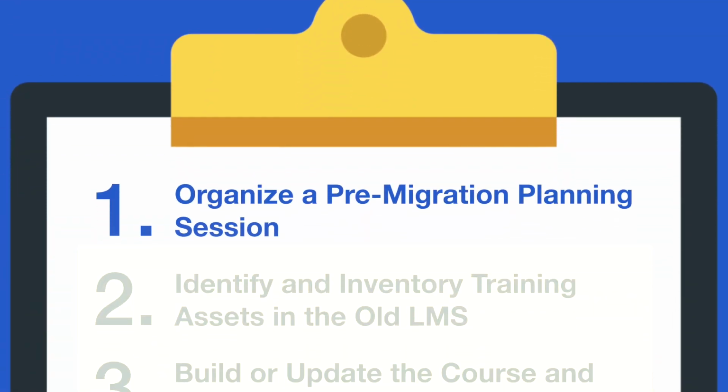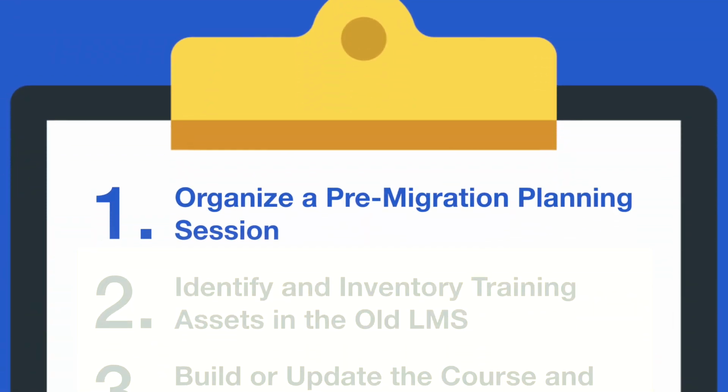Step 1. Organize a pre-migration planning session. In this step, you'll meet with key stakeholders to galvanize support and brainstorm your approach to gather critical information about your learning management environment. You should identify the information and data categories targeted for collection in the meeting.